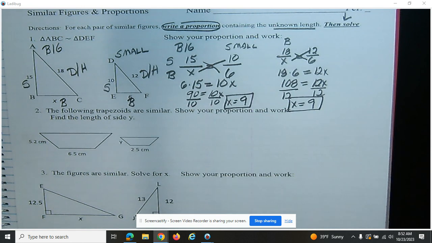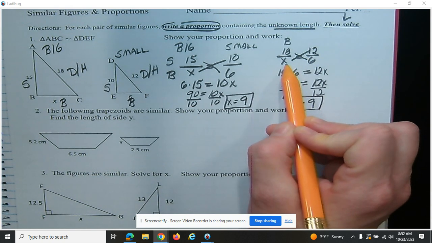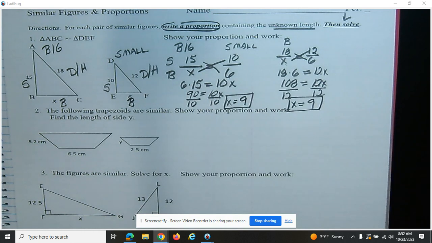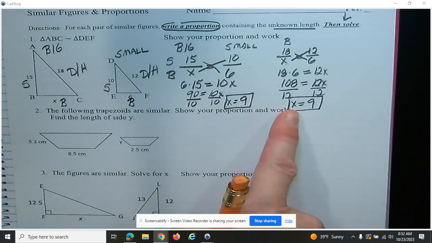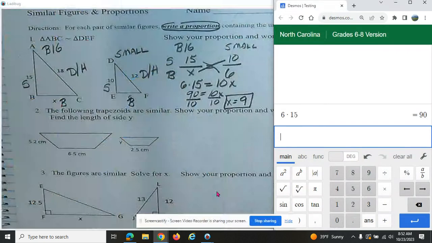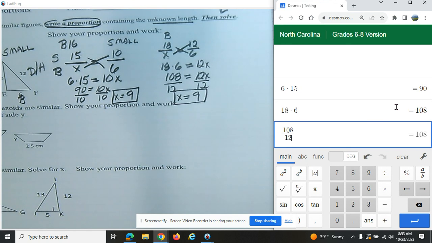12 times X. Because I cross multiplied like I did with my 10 and my X. Yes, but there's nothing around here. It came out whole. When I put this into the calculator, 18 times 6 gives me 108. 108 divided by 12 is 9. There's nothing to round.